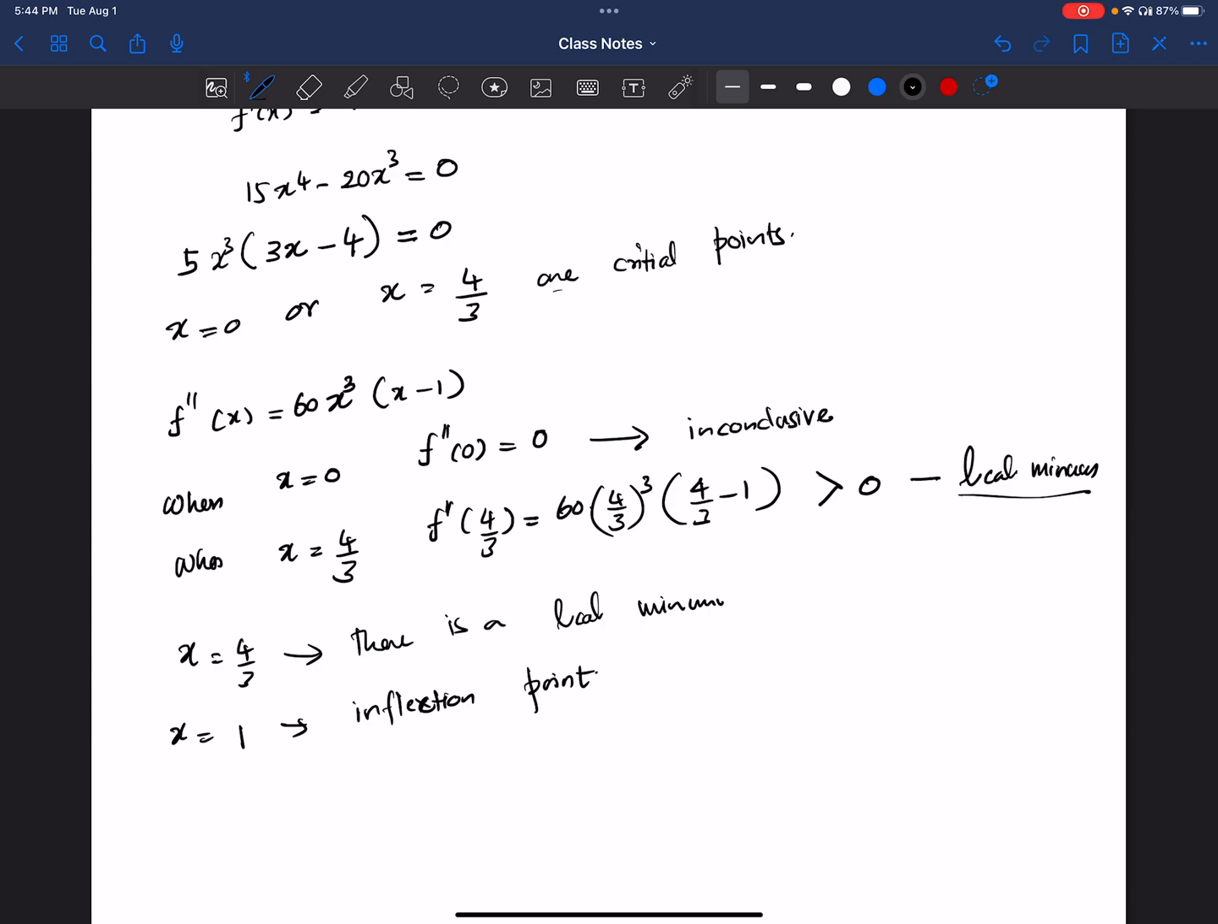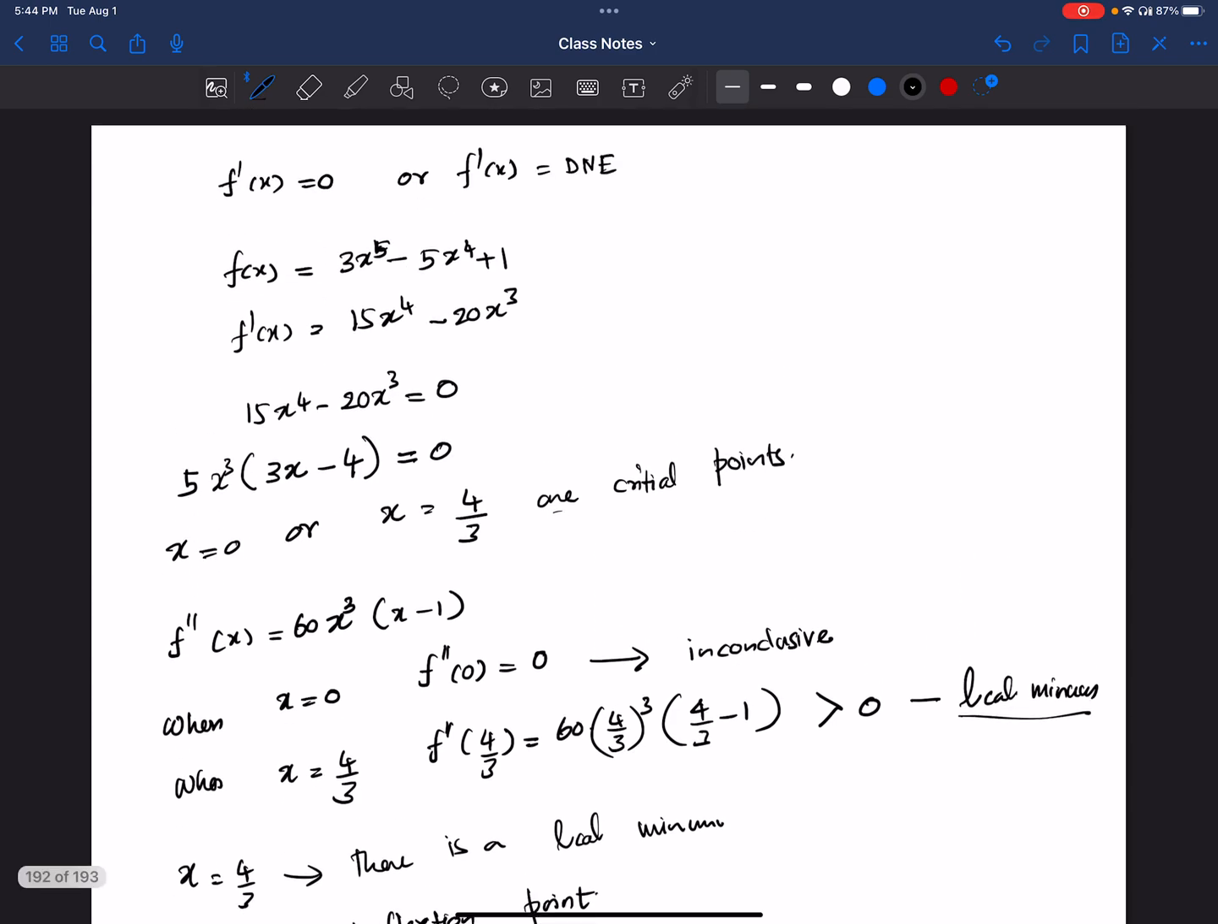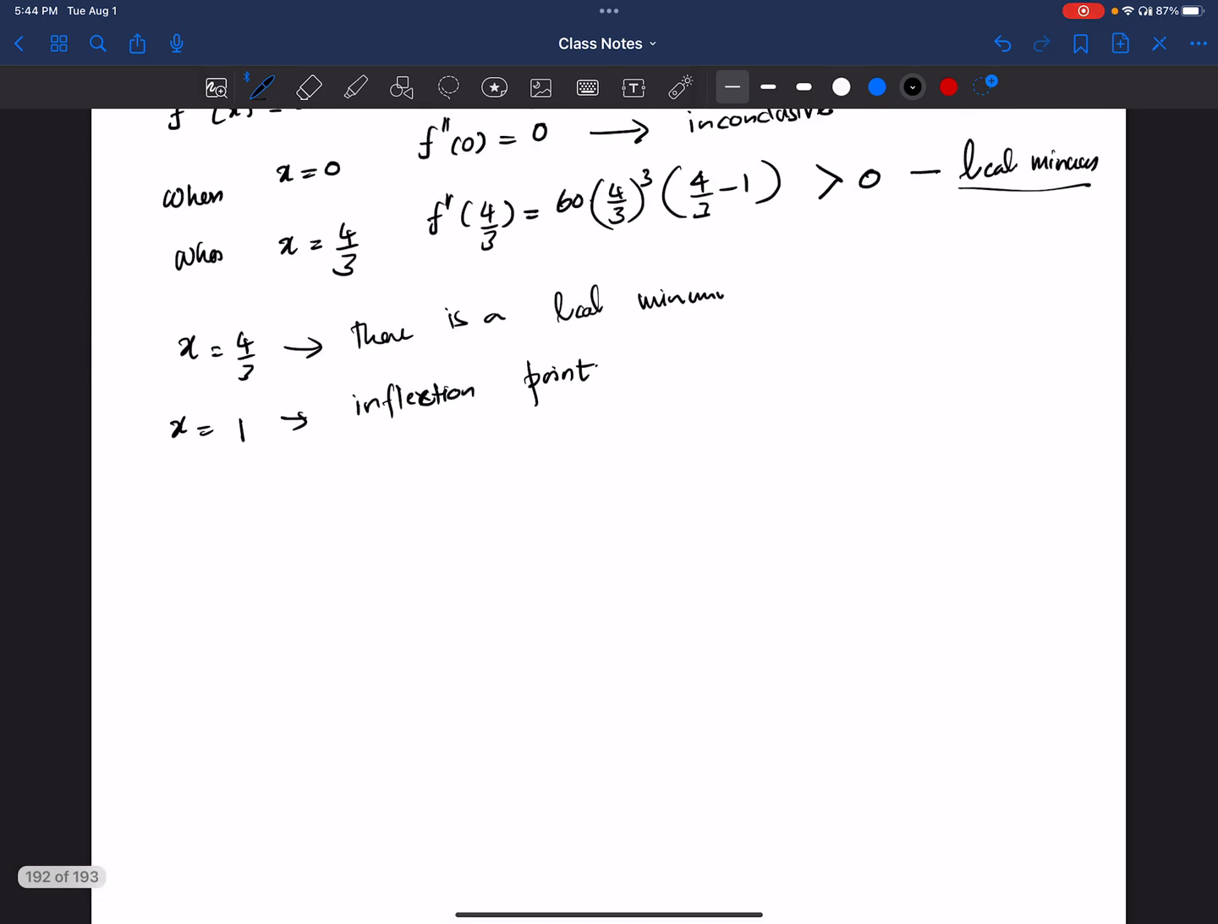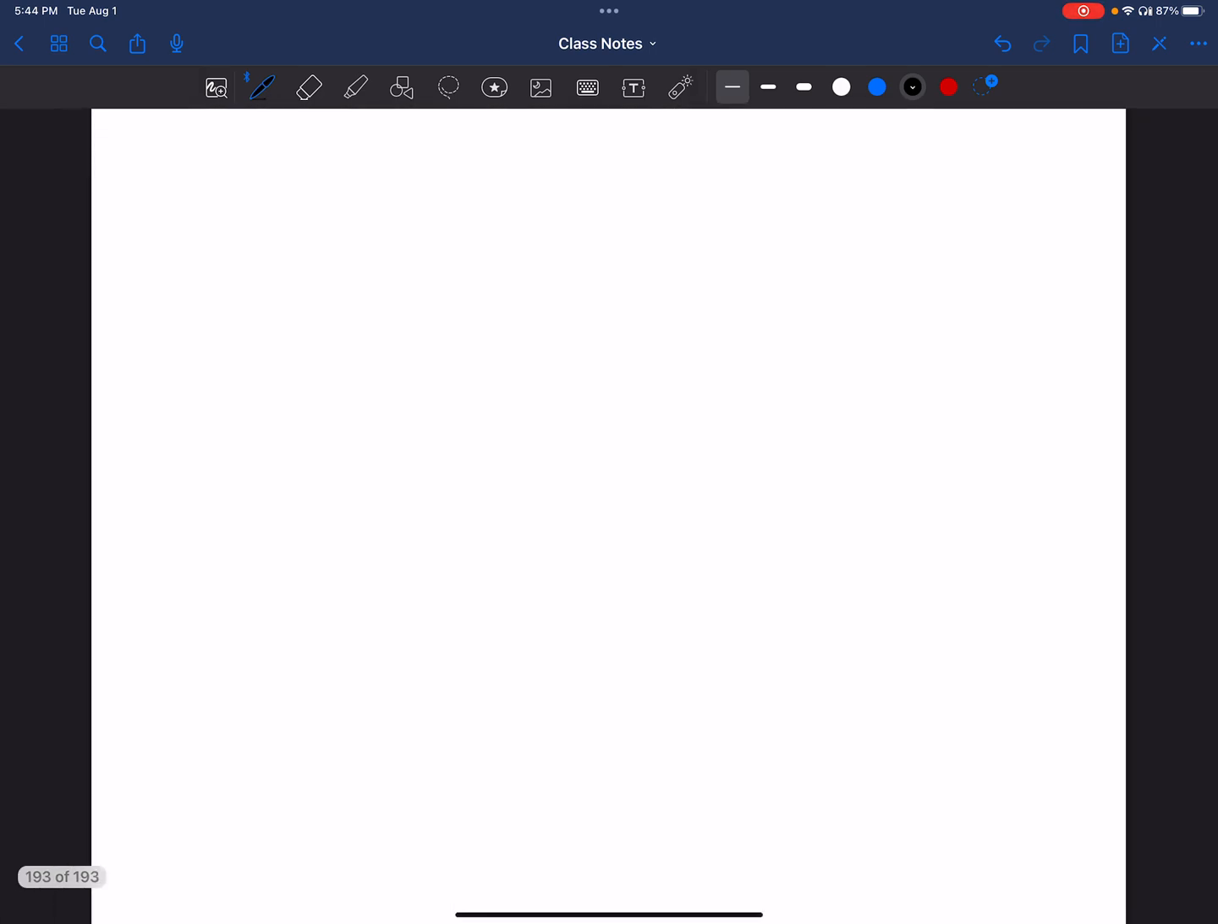But you have a local minimum at x equals 4 over 3. So that's about that example. Sometimes the second derivative test would become inconclusive, as we showed earlier. And let's take another example.